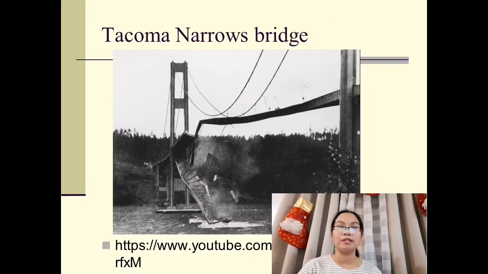Another example is this one, Tacoma Narrows Bridge, wherein this bridge has actually collapsed because of resonance. The natural frequency of the air, at which the air blows, actually meets the natural frequency of the bridge. And then it started swinging at a higher amplitude, and then it collapsed.